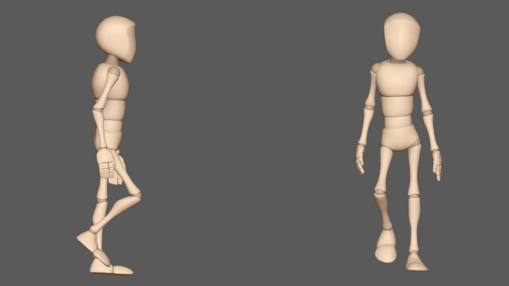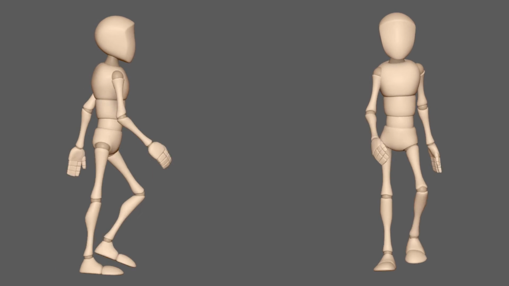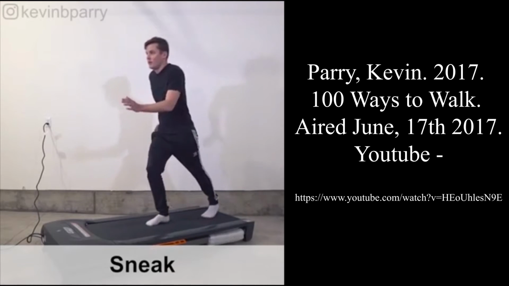Secondary action. This is an action that enriches the main action, adding more dimension and putting emphasis on its importance. For example, in a walk cycle, the arms are usually a secondary action working to support the legs to convey mood.